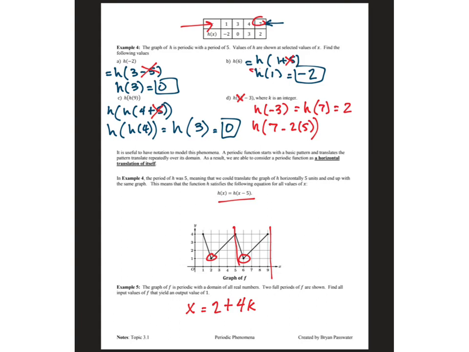Okay. Let's try another one of these. What is my output of 4? Oh, 1 plus 4 times k. Right, 1 plus 4 times k.